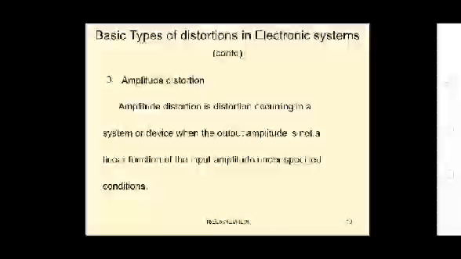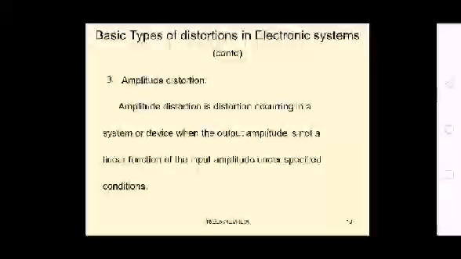And the third type of distortion, this is the main distortion that is happening in most of the circuits, is amplitude distortion. It is the distortion occurring in a system or device when the output amplitude is not a linear function of the input amplitude under specified conditions. So this is called amplitude distortion.